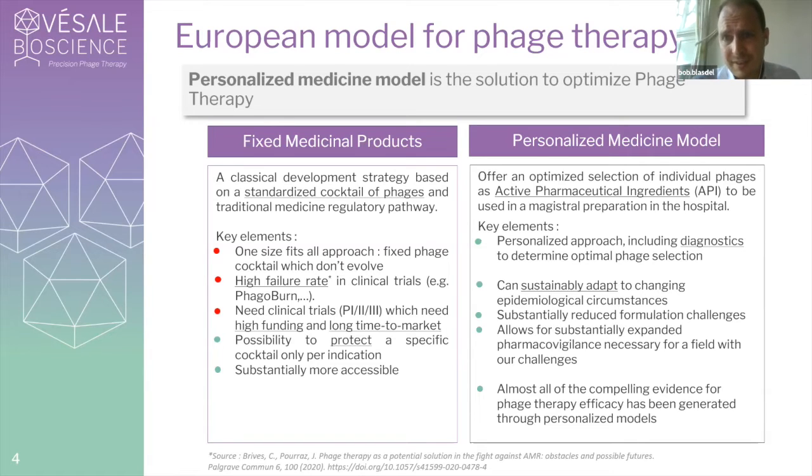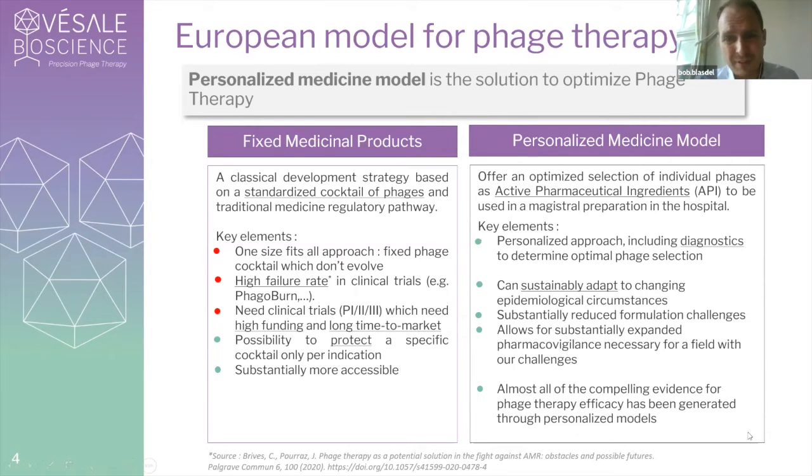But we see the personalized medicine model as being the appropriate first step for phage therapy, specifically since the personalized approach includes that diagnostic step that determines the optimal phage selection, where this approach can sustainably adapt to changing epidemiological circumstances. It has substantially reduced formulation challenges and allows for the substantially expanded pharmacovigilance that's really necessary for a field with our challenges, where we need a much more flexible approach to assessing efficacy.